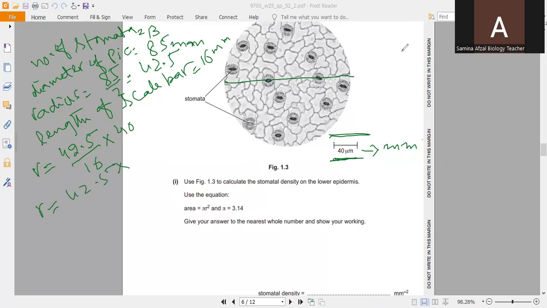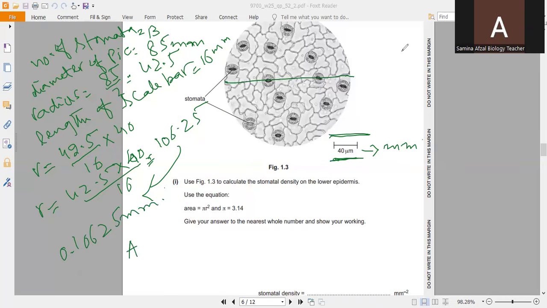We will divide after calculating this. It is equal to 106.25. Now we will convert this into millimeter. So it is 0.10625 millimeter. So this is the calculation. You can calculate it by yourself.